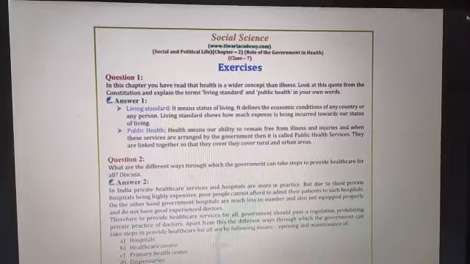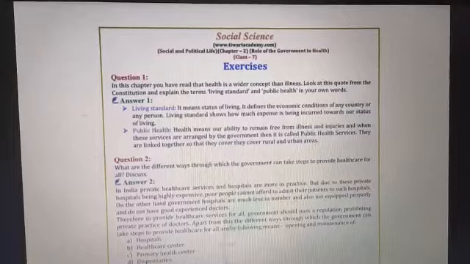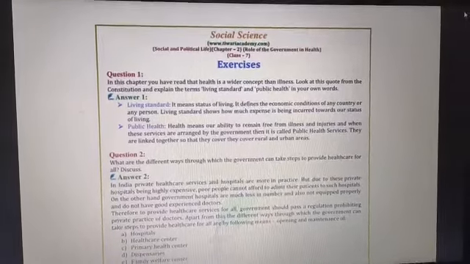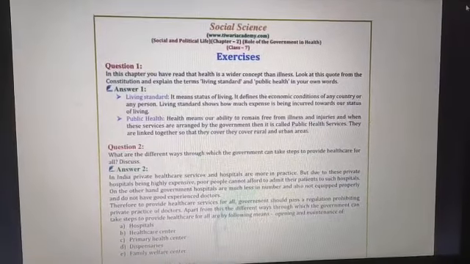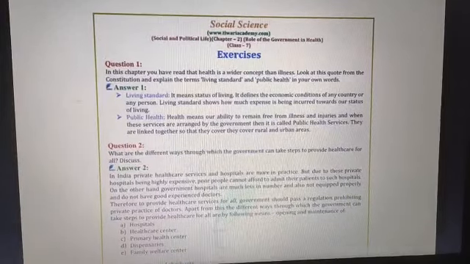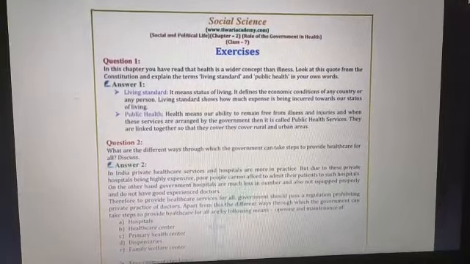Good morning, students. Today we are going to start NCERT questions of chapter 2, that is the role of the government in health. So the first question is, in this chapter you have read that health is a wider concept than illness. Look at this quote from the Constitution and explain the terms living standard and public health in your words.